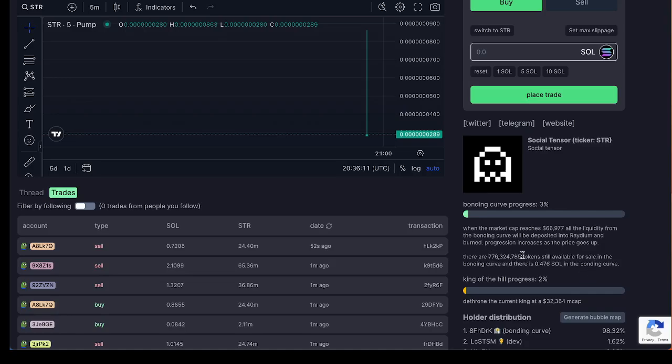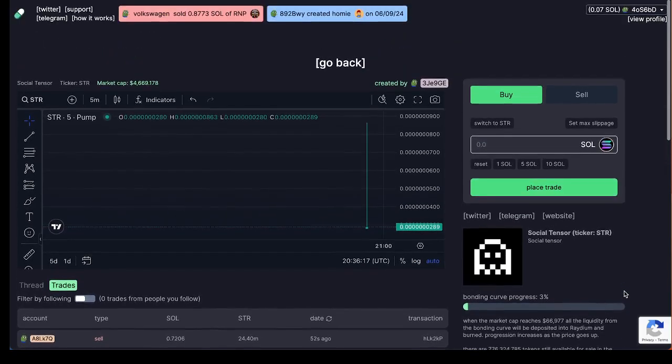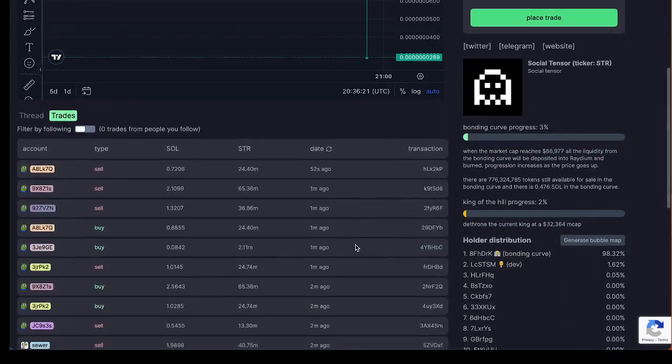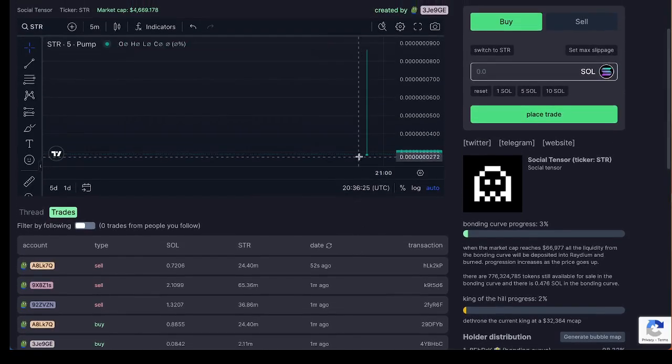When you see 0% here, that means it reached 100%. When it reaches 100%, it's going to go to Raydium. So you have the chance to buy it here before it goes to Raydium, and then it pumps more. Some people just keep buying low and selling high before it reaches the king of the hill market cap.